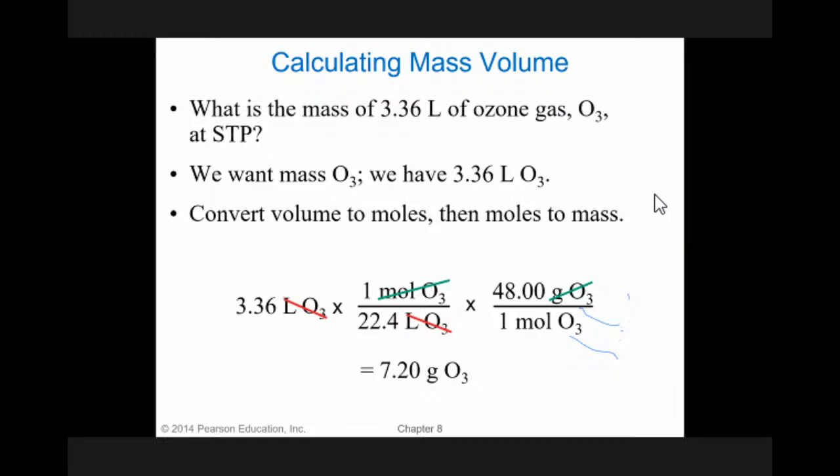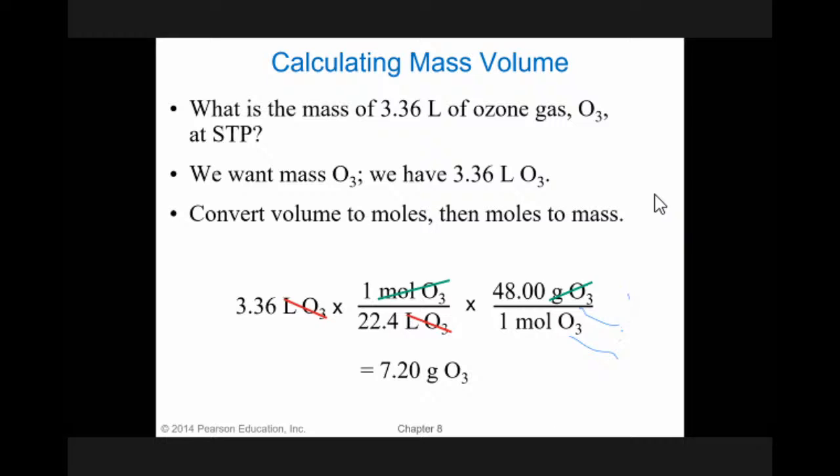So what do we have? We have a volume that reads 3.36 liters of ozone. So now we start with that. That's what we have. Start with what you have: 3.36 liters ozone. All right. The molar volume: 1 mole of ozone is 22.4 liters. That takes care of the starting point in terms of the volume. They want mass. So what is the molar mass for ozone? Each oxygen is 16, got 3 of them, so that's 48.00 grams of ozone for 1 mole.